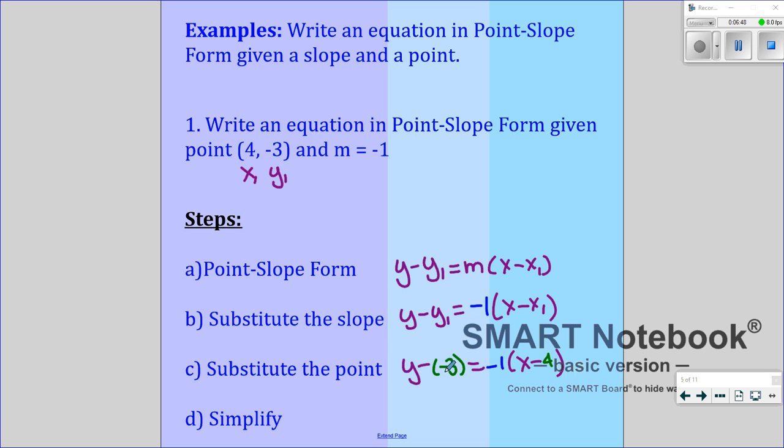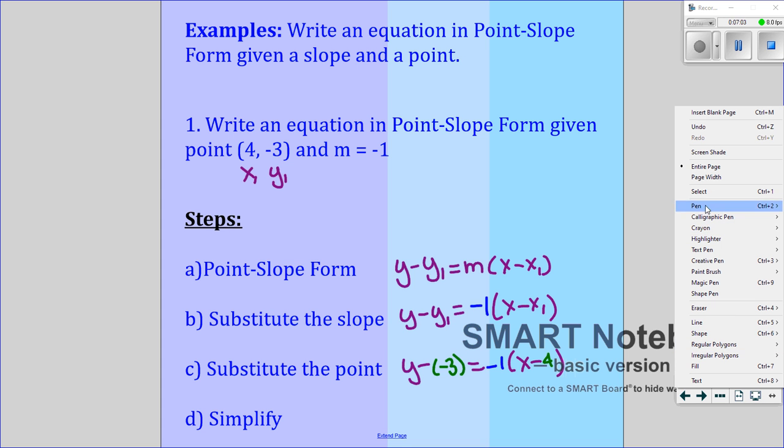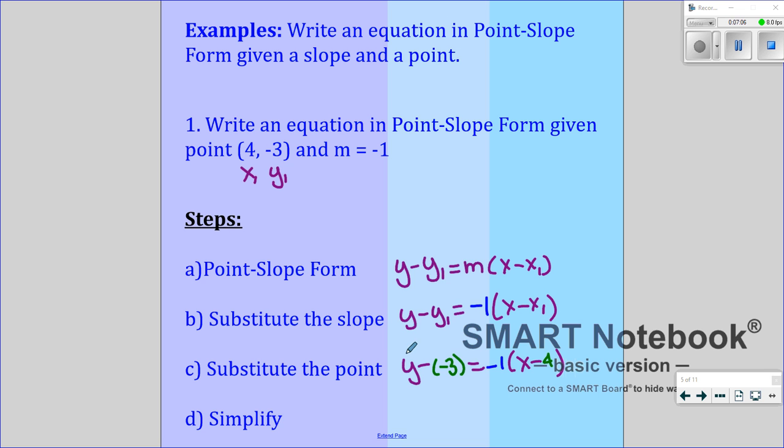Alright, so we've substituted the slope. We wrote the point slope form first. We substituted the slope, which was -1. Then we substituted the point, which was x1, y1, which is 4, -3. And now I just have to simplify. And I'm going to go back to purple.